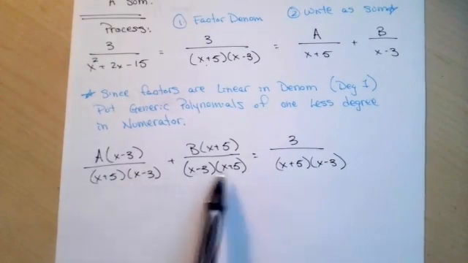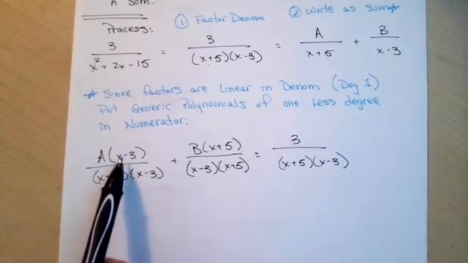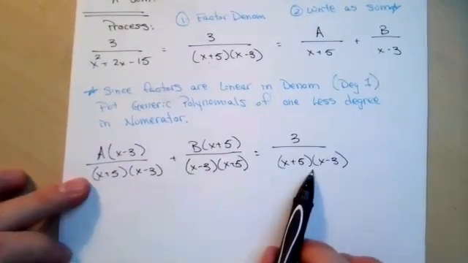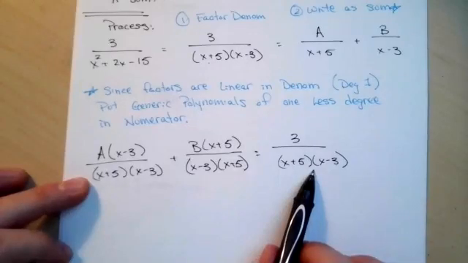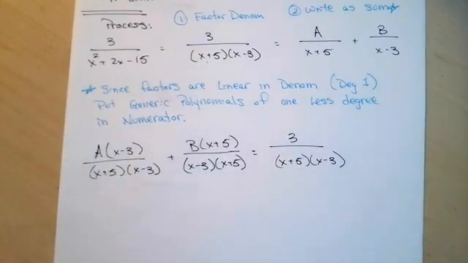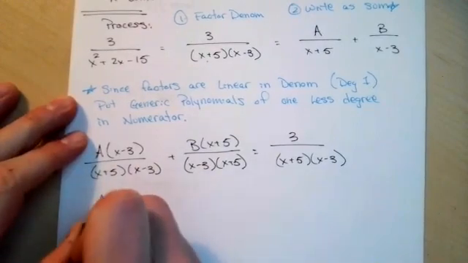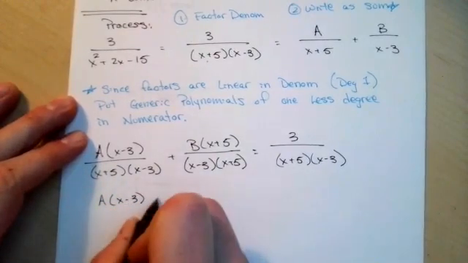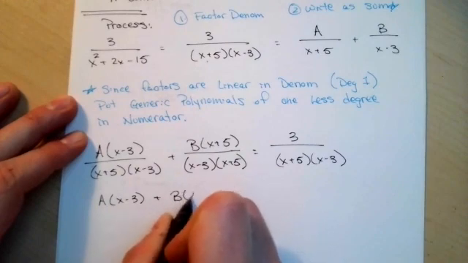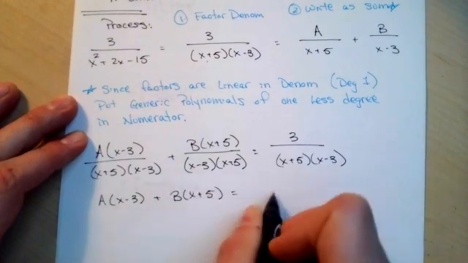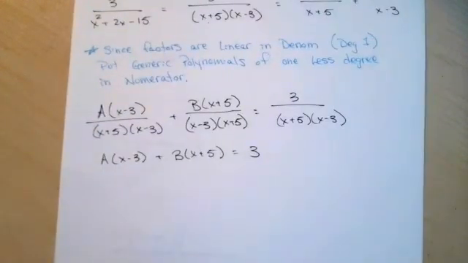And we see by trying to find our common denominator, right? Those factors give us that same common denominator that we started with. And so our fractions are equal when both the numerators and denominators are equal. So if the denominators are already equal, all we have to do is now solve the equation of this guy. So we've got A times x minus 3 plus B times x plus 5 equals 3.